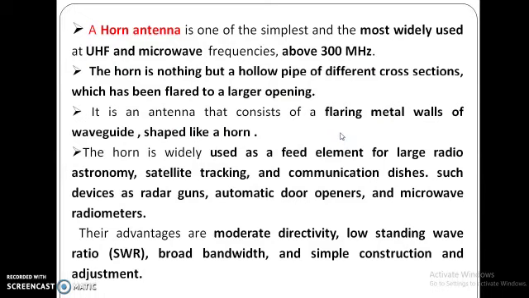Horn antenna is nothing but a hollow metallic pipe, and its side walls may be flared: E sectoral horn or H sectoral horn, or we can flare both the sides. Horn antenna is widely used as a feed element for large radio astronomy, satellite tracking, and communications dishes. Its advantages: it has a moderate directivity, low standing wave ratio, broad bandwidth, simple construction, and easy feeding.